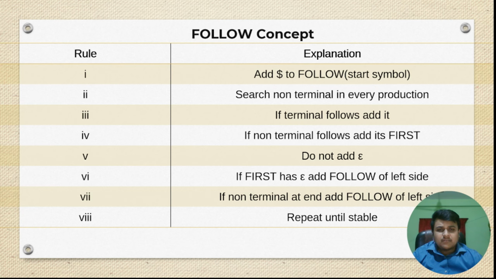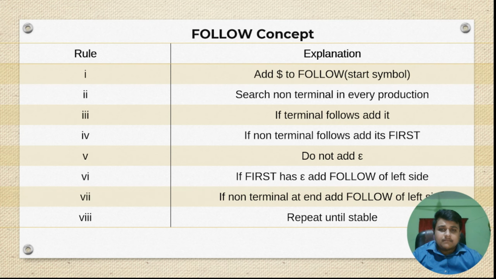Follow sets are very important when a production produces epsilon because they help determine where epsilon productions should be placed in the parsing table. The rules of Follow calculation are: place the $ sign in Follow of the start symbol, then search every production for the non-terminal. If a terminal follows it, add the terminal.